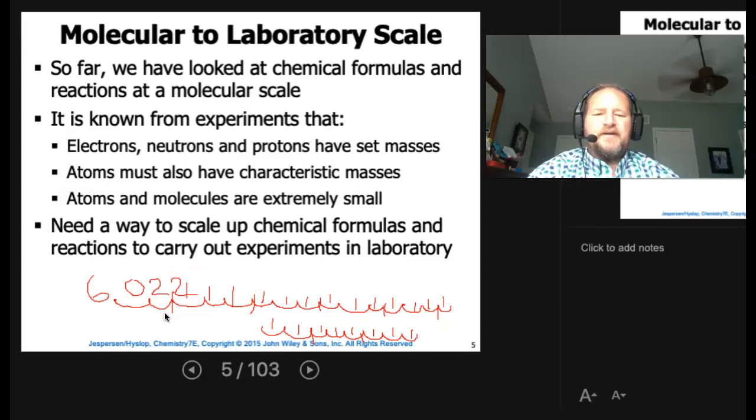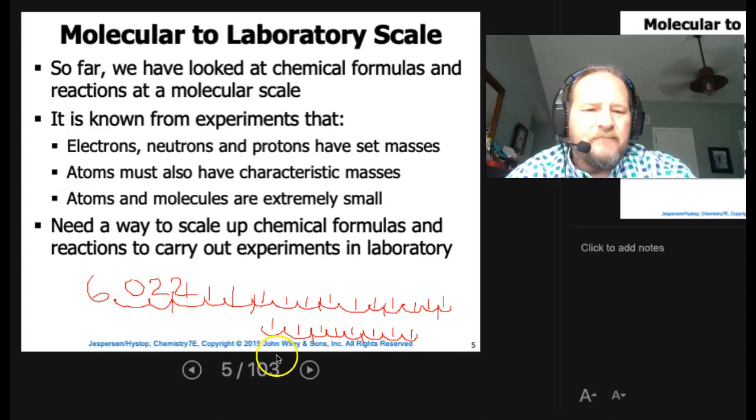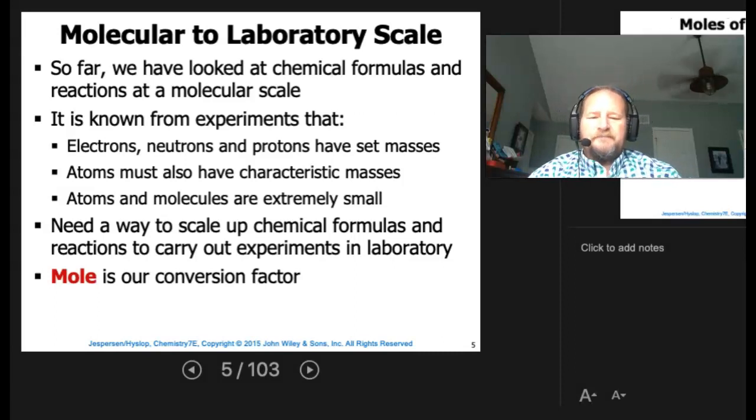Sextillions. So 602 sextillion particles in a mole, right? So it's a really, really, really big number. Now, we're not going to worry about how big of a number it is. What we're going to recognize is that for us, that is going to be our conversion factor. So we're simply going to turn that into a conversion factor.